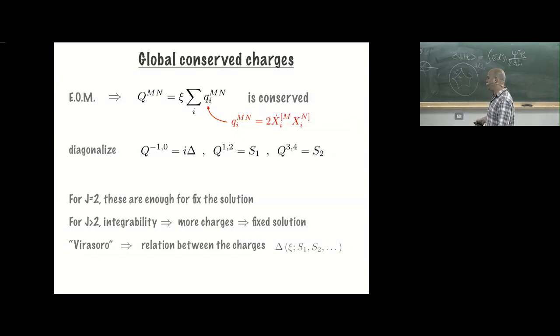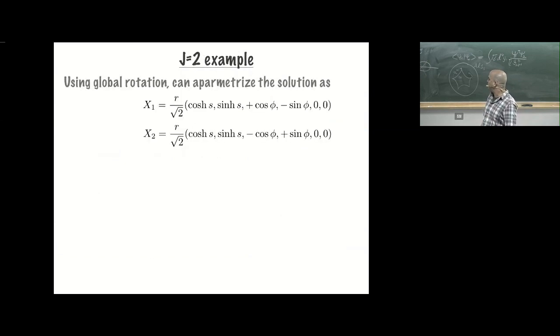For j bigger than 2, one has to choose more charges to fix the solution uniquely, and then, again, Virasoro gives you the spectrum. So let's see how this happens in the case of j equal to 2, and I'll finish here.